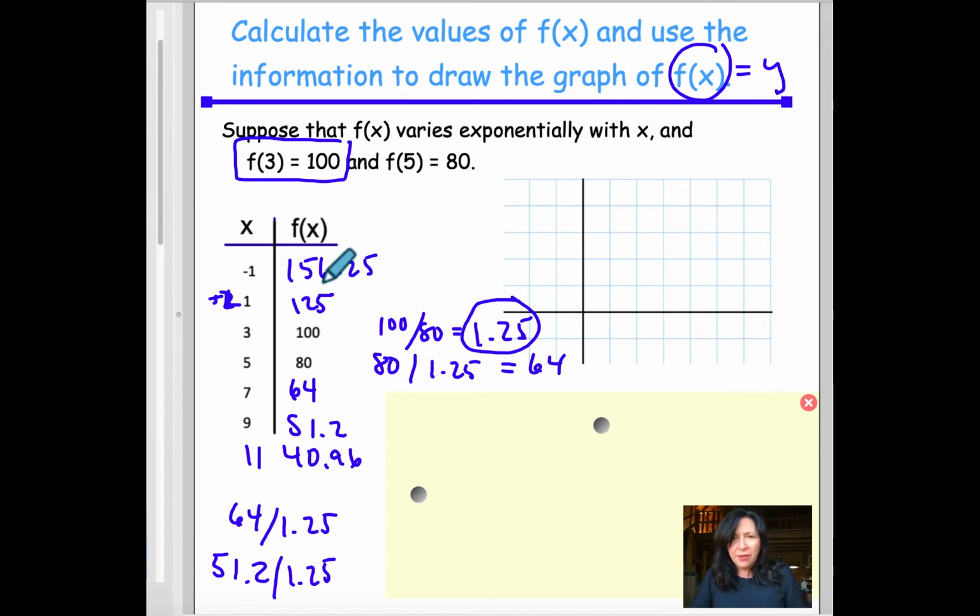Additionally, I want you to plot these points. That's what your job is to do. Draw the graph. Okay, so you plot points. And I know this doesn't go up to 125, so you're just doing an approximation.